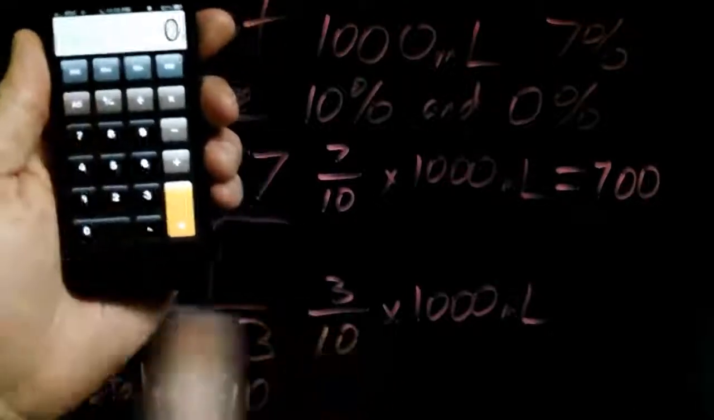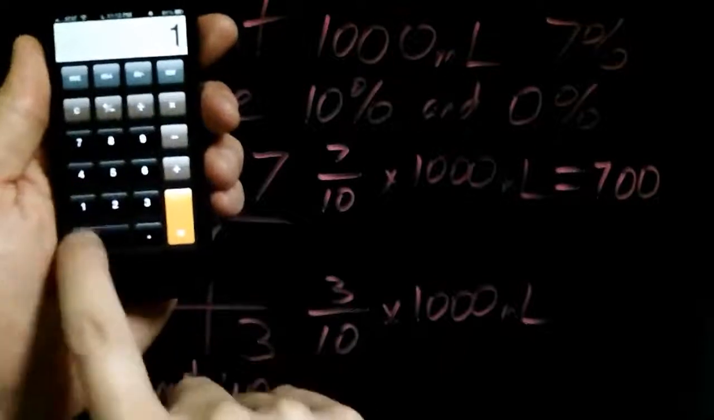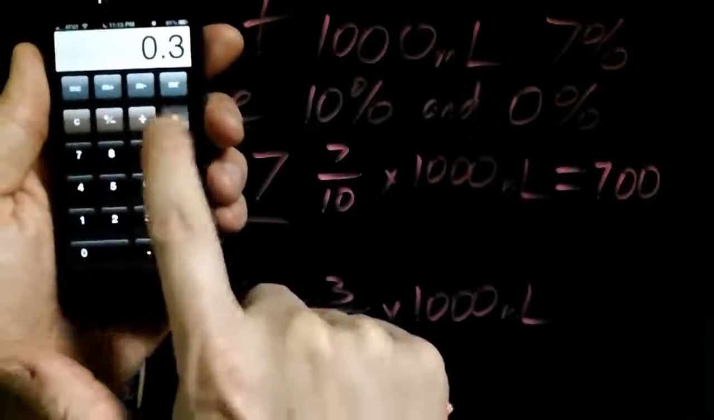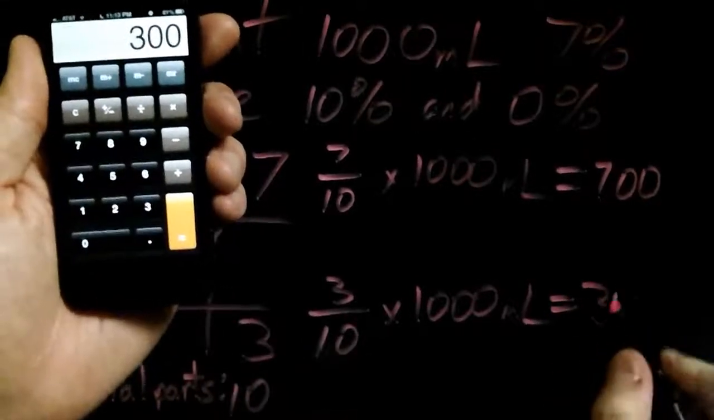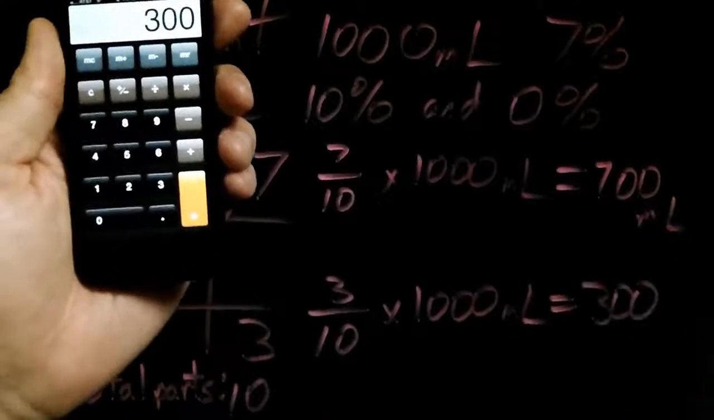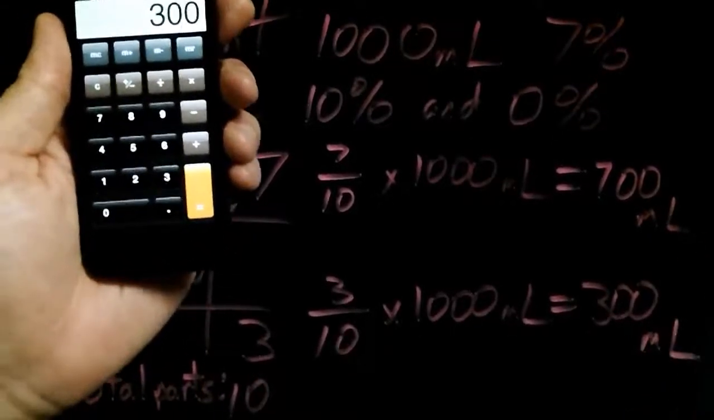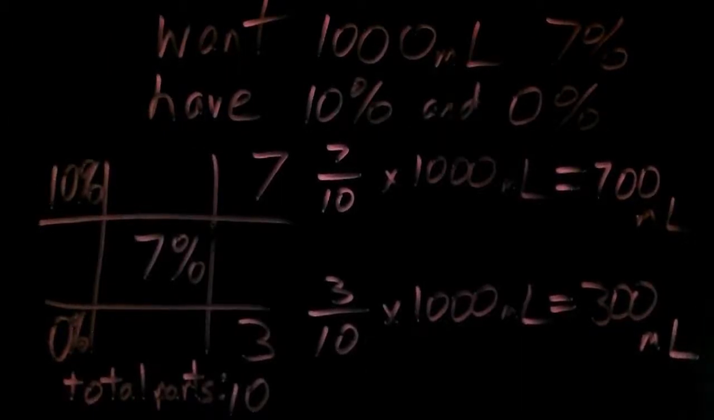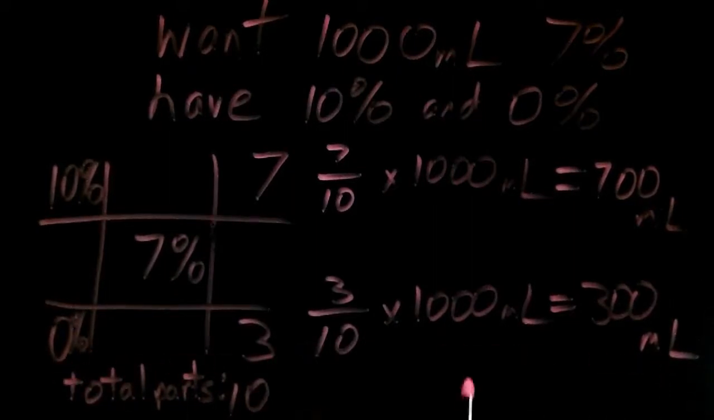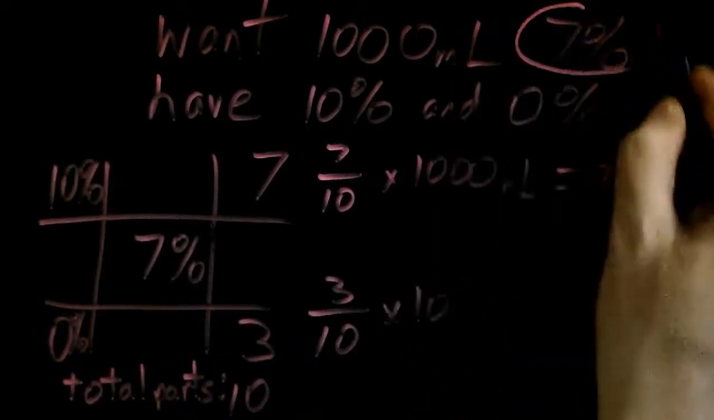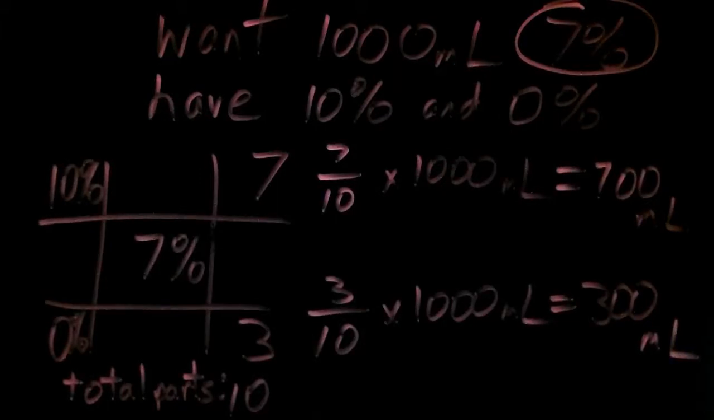Right here, I have 3 over 10. I'll multiply that times 1,000, and I will get 300. And both of these are in mils. So there you have it. I will use 700 mils of the 10% solution and 300 mils of the 0% solution, and that will get me the 7% that the physician originally asked for. Adding these up together, 300 mils and 700 mils, and I will get the 1,000 mils, or 1 liter. I'll get that as well.